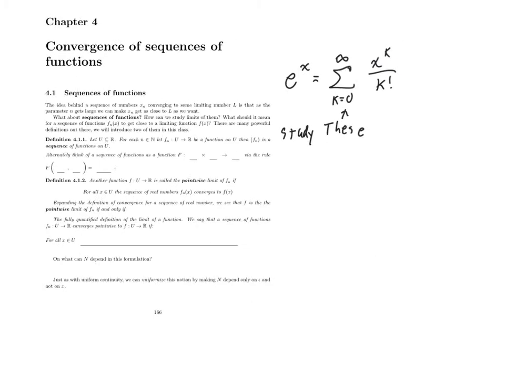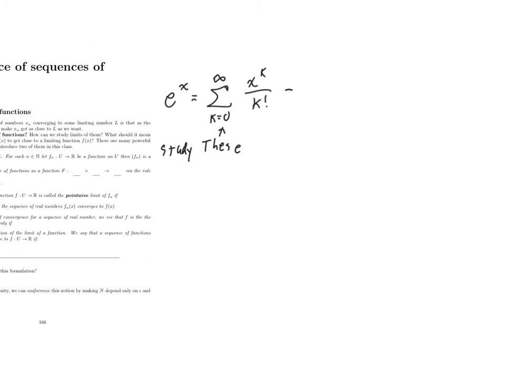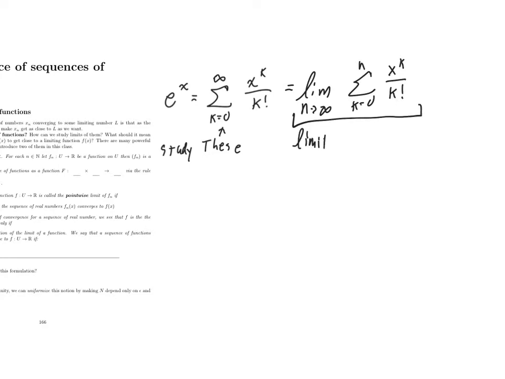is things like that. And, well, obviously, what does that mean? That should mean the limit as n goes to infinity of the sum from k equals 0 up to n of x to the k divided by k factorial. So that means we need to study the limit of a sequence, but every term of that sequence is a function.